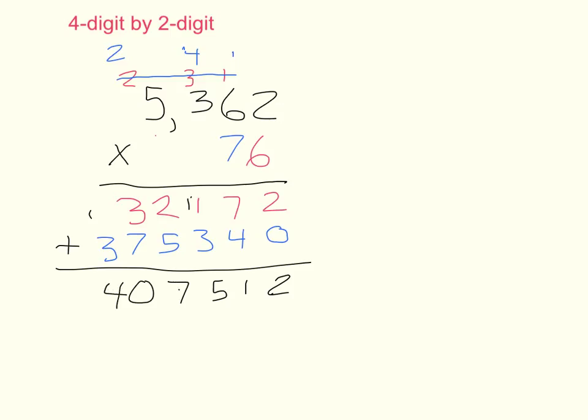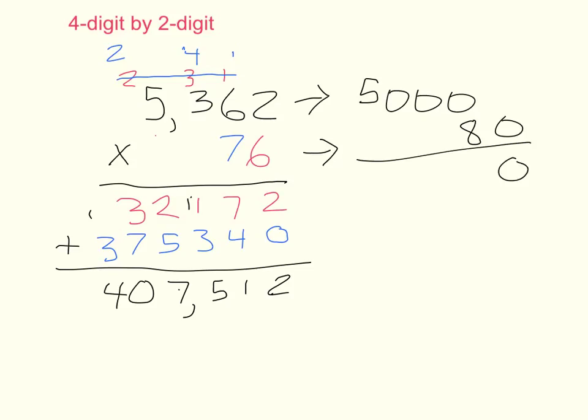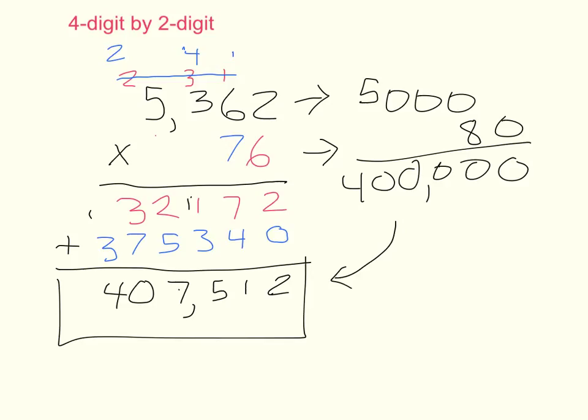For 407,512. Let's check to see if this answer is reasonable. We'll round this one to 5,000, and we'll round this one to 80. So I have 400,000, which in that large of a number is close, so my answer is reasonable.